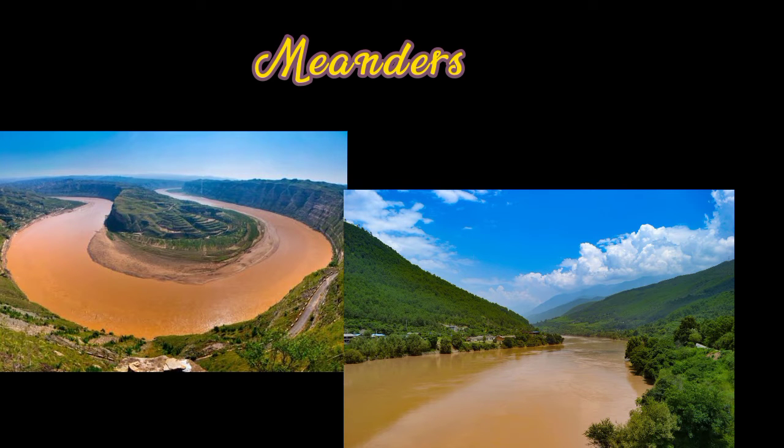Meanders. A meander pattern includes a series of regular sinuous curves, bends, loops, turns, or windings in the channel of a river, stream, or another water course. When a river shifts its channel within a valley, it swings from side to side as it flows across its floodplain. It produces a meandering pattern.